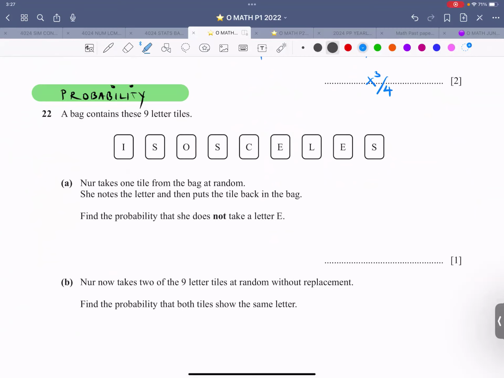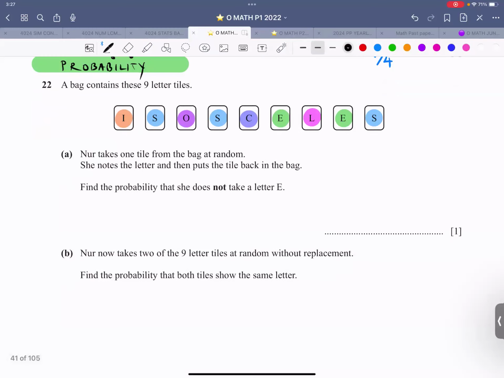Now, first of all, I see 1 S, 2 S, and 3 S. I see 1 E and 2 E. And then these are all separate. There is an O, there is an I, there is a C, and there is an L. So these are all different, but what we see is that there are two E's. So basically, probability of getting an E is 2/9. Probability of not getting an E is 7/9. So the answer is 7/9.